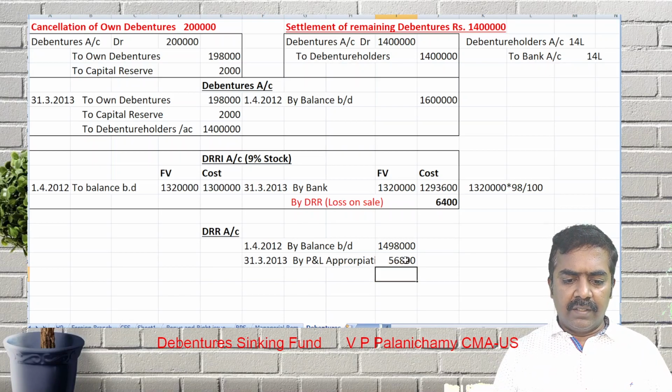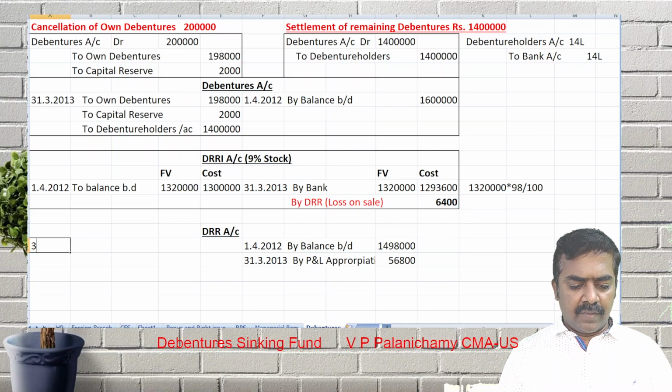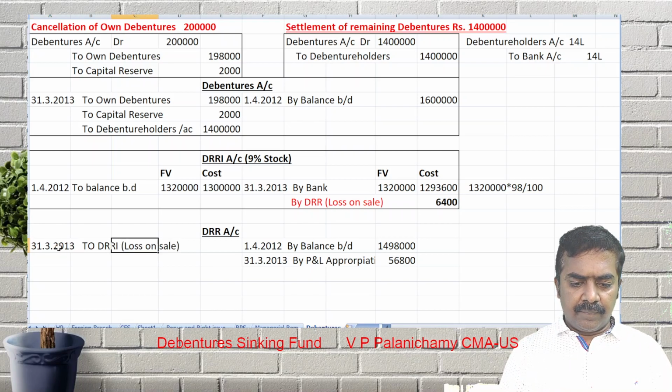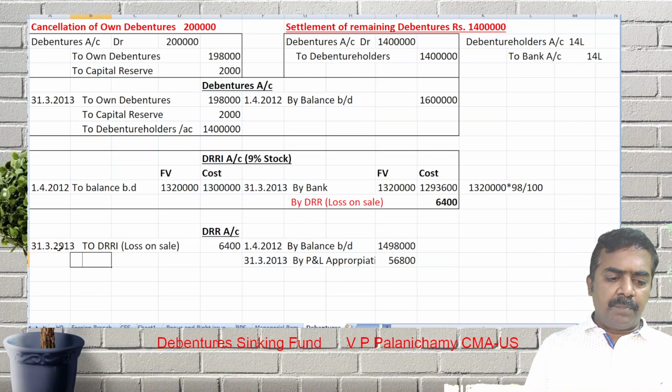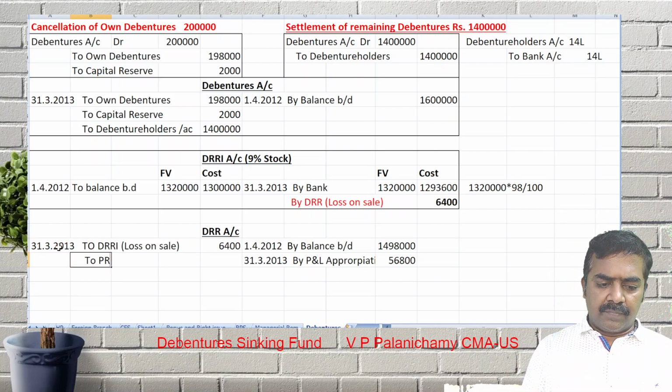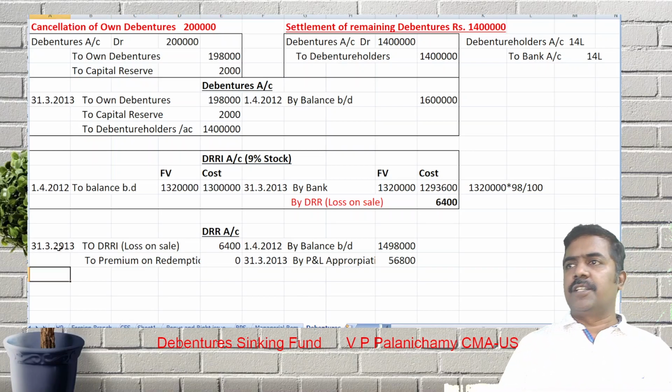56,800. வெயிட் பண்ணுங்க. இங்க the loss on sale இருக்கு இல்லையா, that will be adjusted here 31st March 2013 to debenture redemption reserve investment. That loss on sale, what is the loss on sale? 6,400 gets adjusted. If there is a premium on redemption also, that will get adjusted with redemption reserve. எவ்வளோ premium on redemption கிடையாது, இந்த ப்ராப்ளத்தில் கொடுக்கல. சப்போஸ் இருந்தாலும் இங்க அட்ஜஸ்ட் பண்ணிருப்போம்.